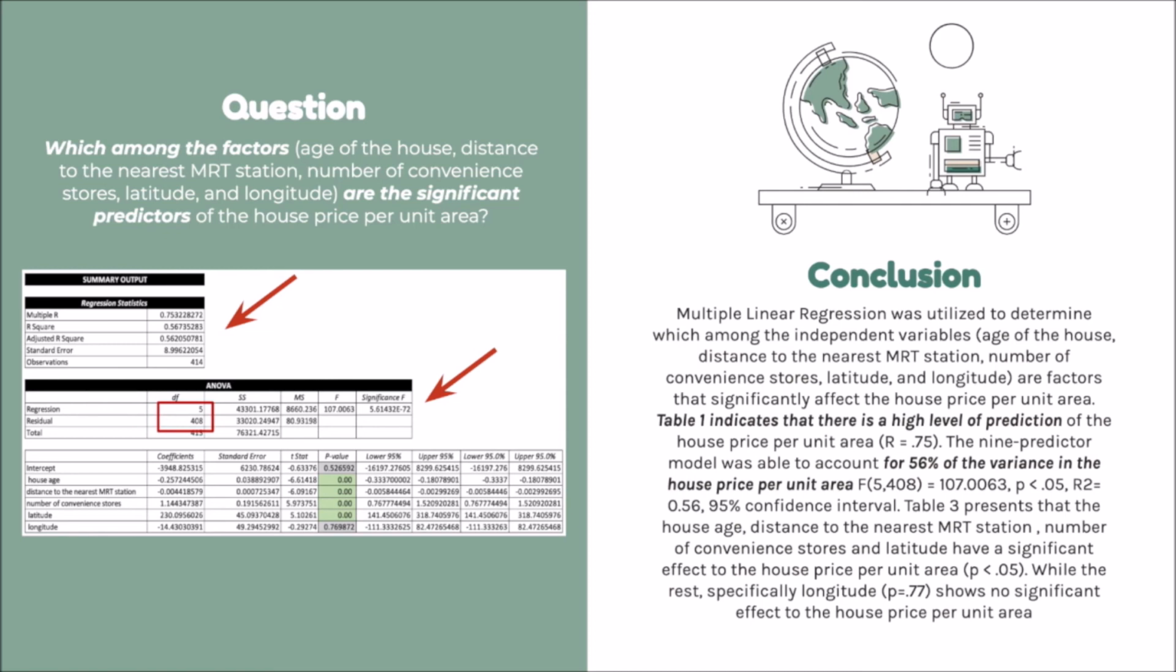Next, for the F ratio, we have F(5, 408), which we were able to get here in Table 2 for the regression and residual rows for the degrees of freedom. This is equal to 107.0063, as we can see from the F column. Then, Table 3 presents the house age, distance to the nearest MRT station, number of convenience stores, and latitude because they have a significant effect on the house price per unit area given the fact that their p-value is less than 0.05, as we can see there, since they're all 0.00, which is evidently less than 0.05. The rest, longitude, which has a value of 0.77, shows no significant effect on the house price per unit area since it is greater than 0.05.